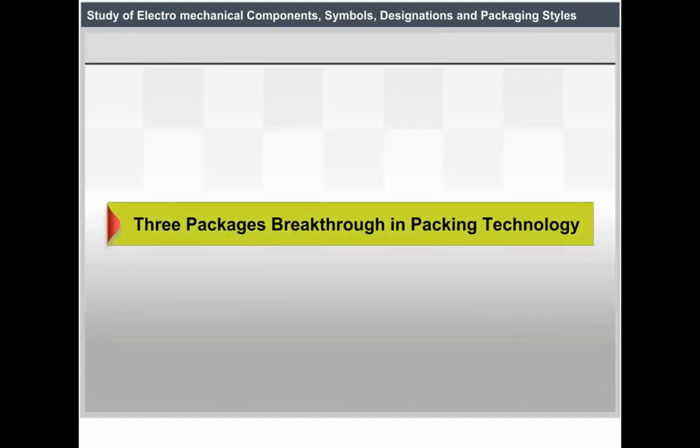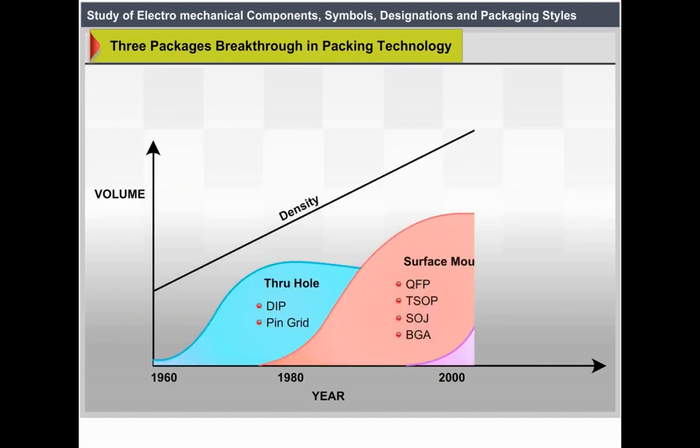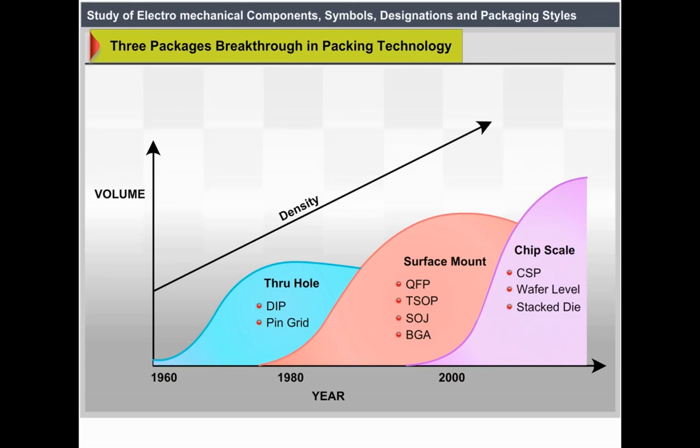The breakthrough in packaging technology is shown in the graph. X-axis, year, 1980-2000. Y-axis, volume, density. Through-hole, DIP, pin grid, surface mount, QFP, TSOP, SOJ, BGA, chip scale, CSP, wafer level, stacked die.